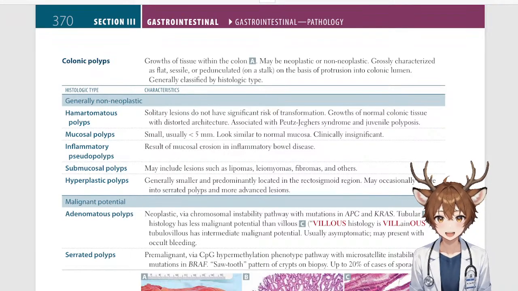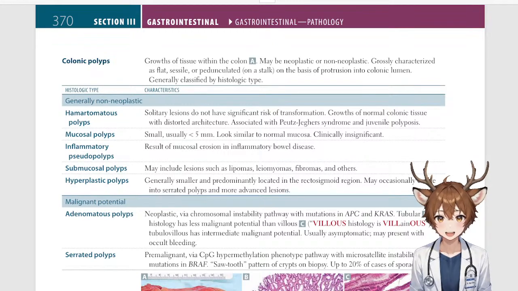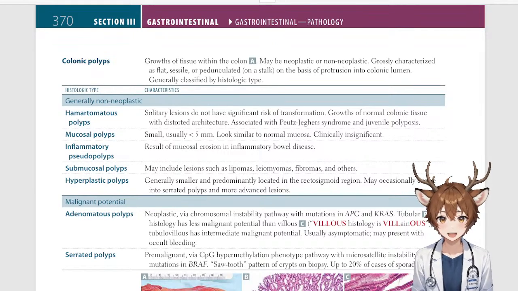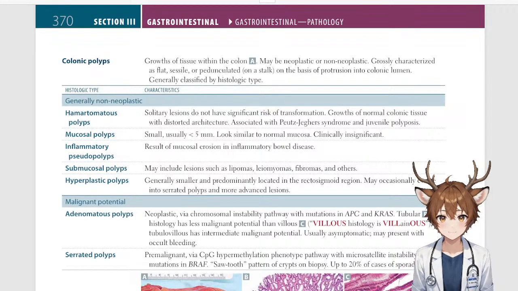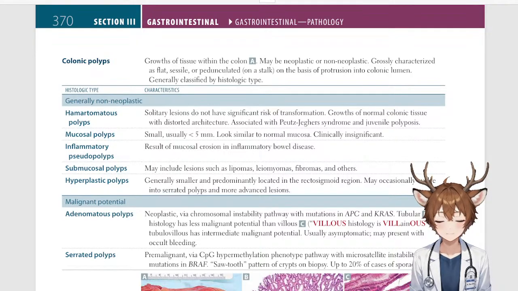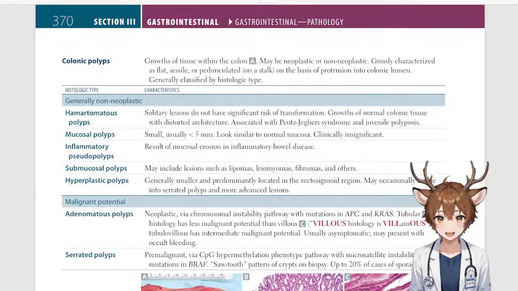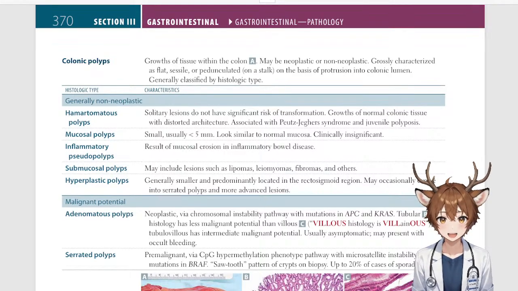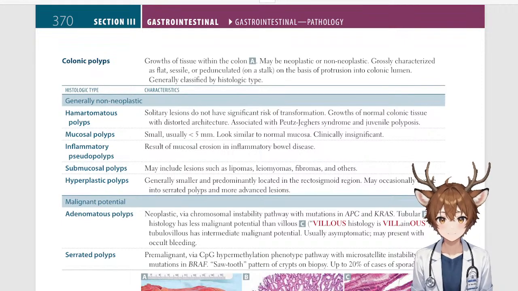So colonic polyps are growths of tissue within the colon, grossly characterized as flat, sessile, or pedunculated on the basis of protrusion into the colonic lumen, and generally classified by histologic type. So, histologic type and characteristics. Generally non-neoplastic: hamartomatous polyps. Solitary lesions do not have significant risk of transformation. Growths of normal colonic tissue with distorted architecture associated with Peutz-Jeghers syndrome, and you see a picture as well for that.